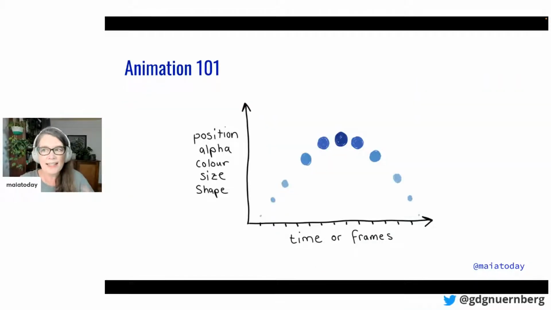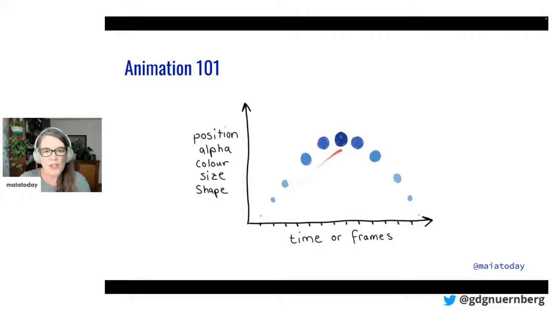So now let's take a step back and think about animation for a moment. Any animation in any platform, or even on TV, is something that changes over time. So time or frames, this is the frames that get updated. And for us to see movement, something needs to change. For instance, the size of this little ball changes, the color changes, the position changes, the alpha might change, the shape might change.